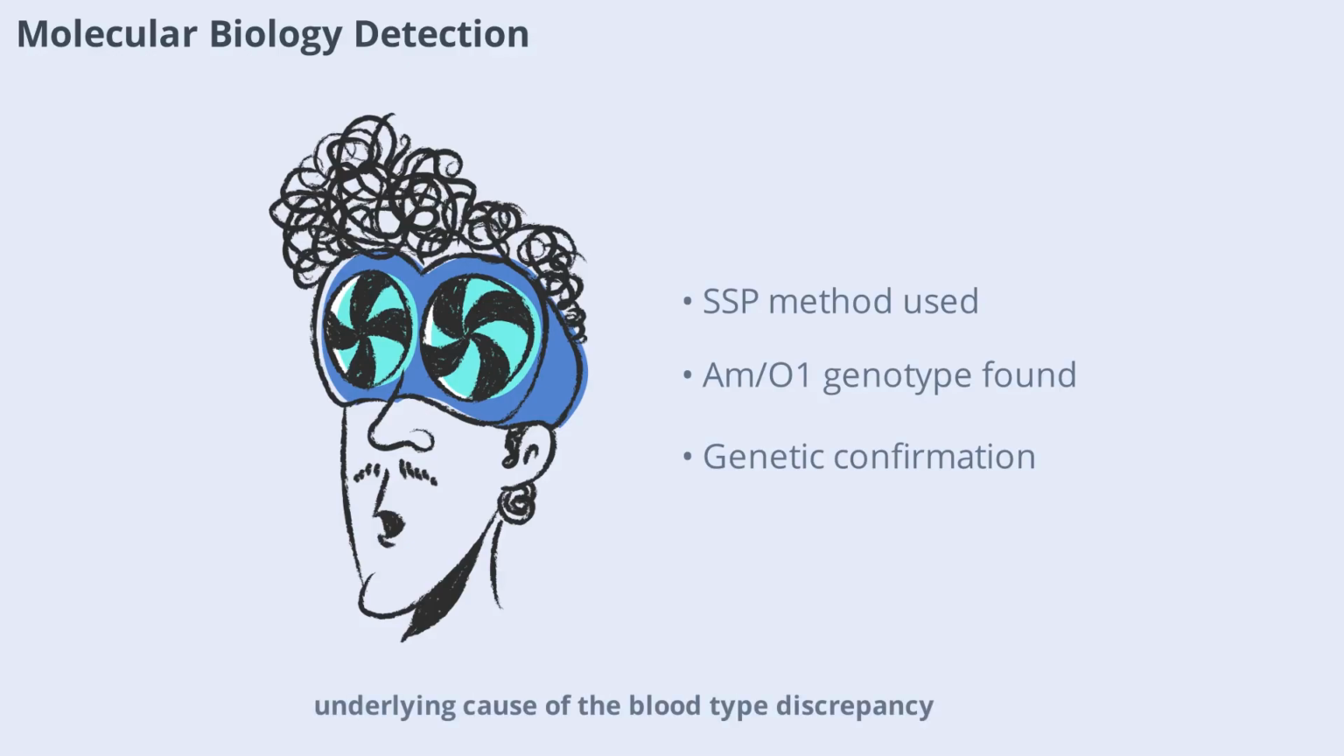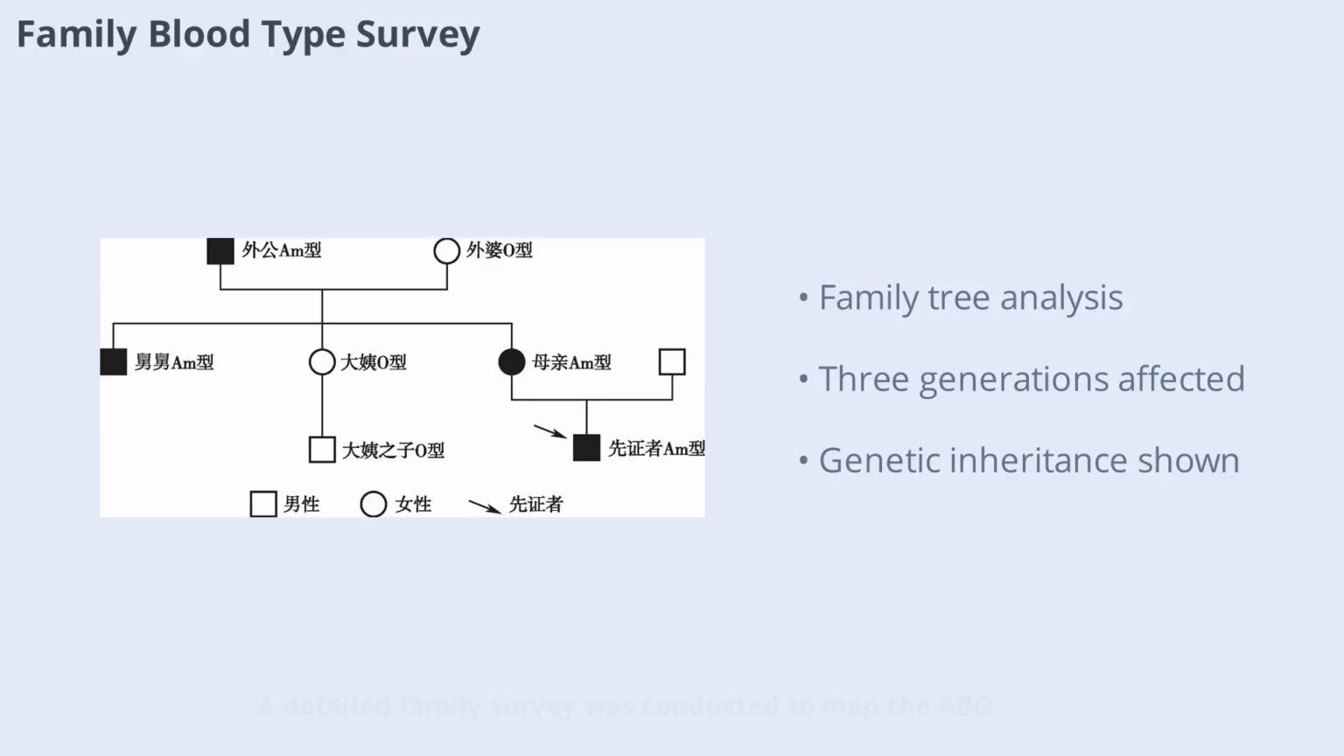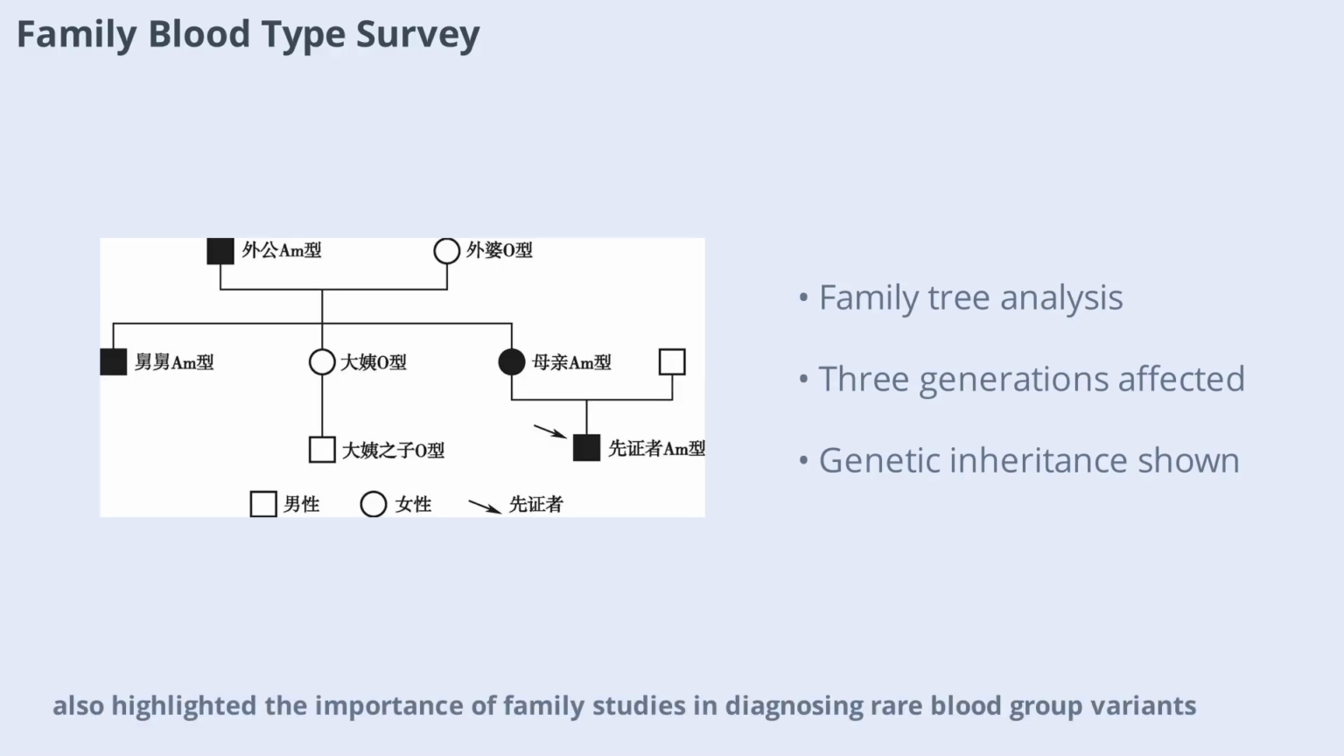A detailed family survey was conducted to map the ABO blood type relationships among the patient and his 7 close relatives. The results, illustrated in a family tree diagram, showed that the Am subtype was present in 3 generations. This finding not only confirmed the genetic nature of the subtype, but also highlighted the importance of family studies in diagnosing rare blood group variants.